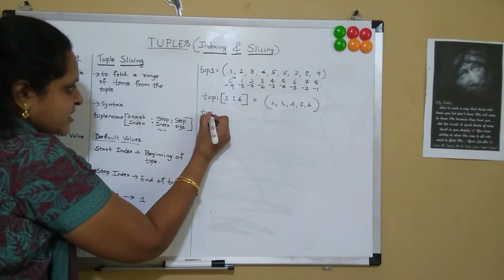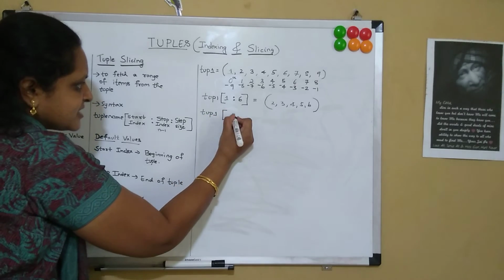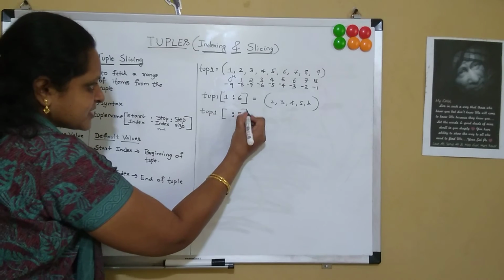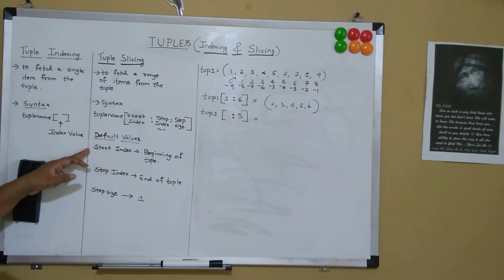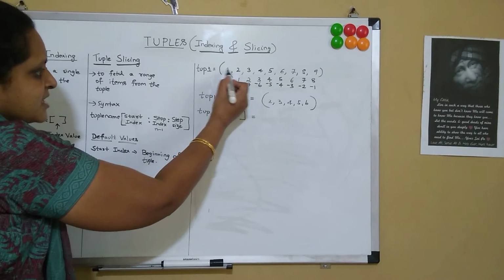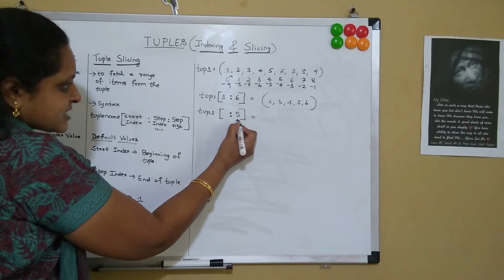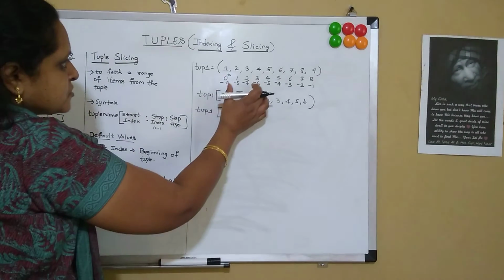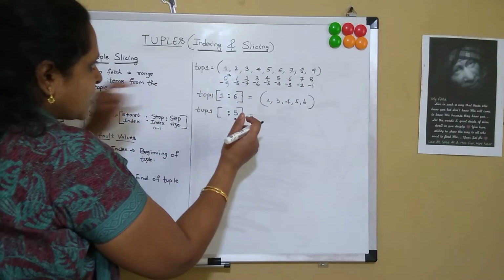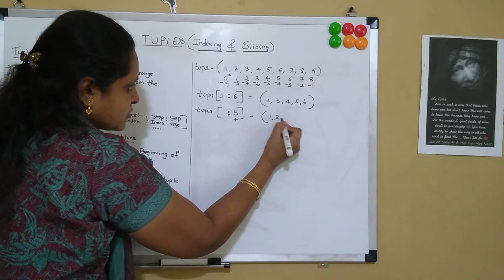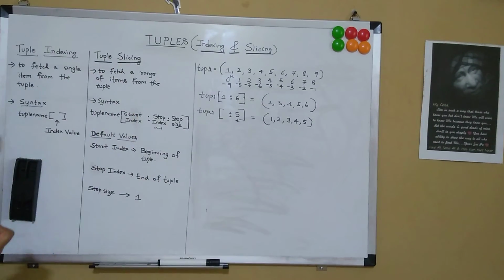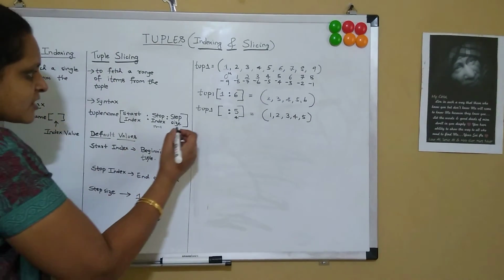Now if I don't specify any start index, if I leave my start index as blank and if I specify my end index as 5, so it takes the default start index value, that is beginning of the tuple. So it will start from the beginning of the tuple till 4th index because it is n minus 1. So beginning is this value till 4. So it will take 1, 2, 3, 4 and then 5. So these values get printed on the console.